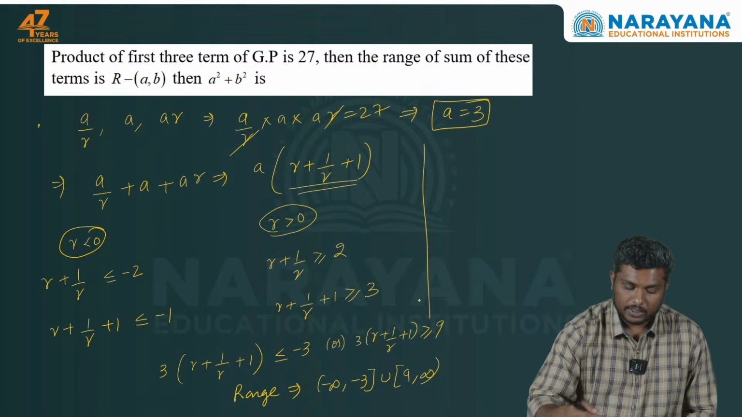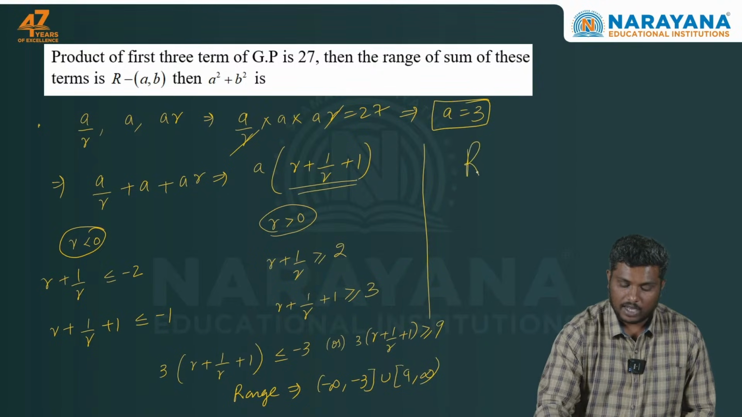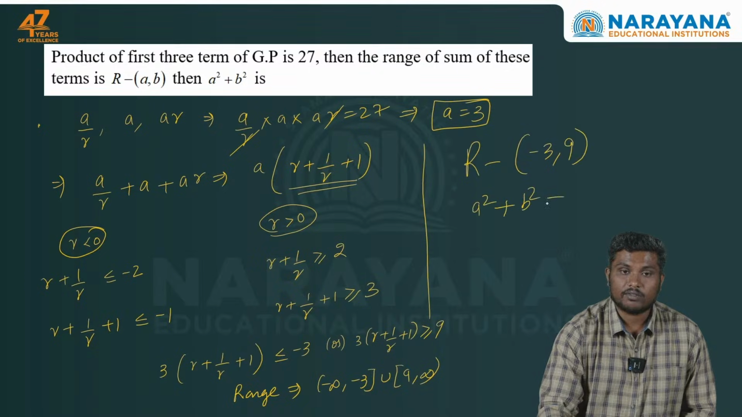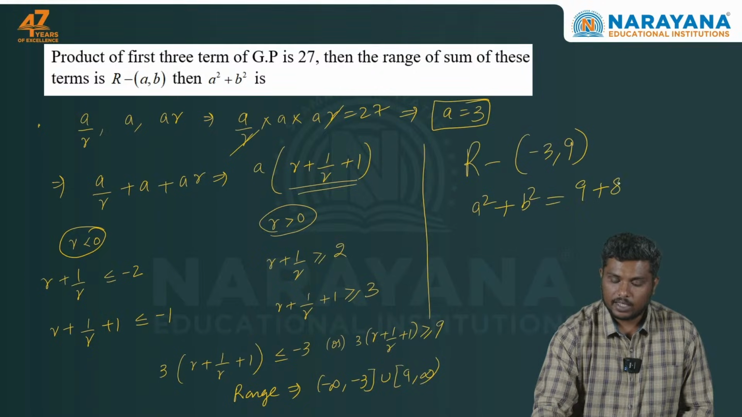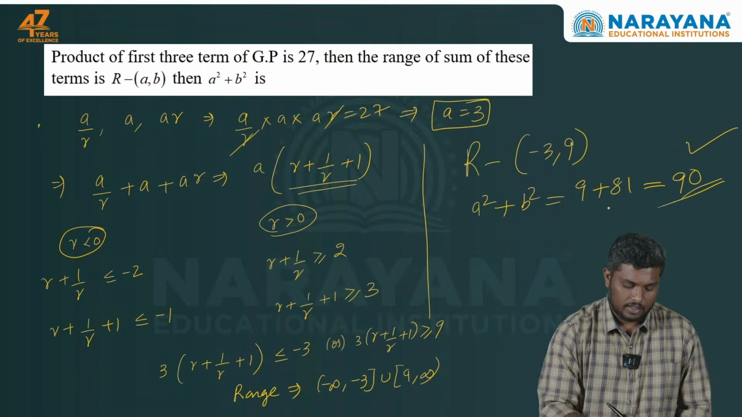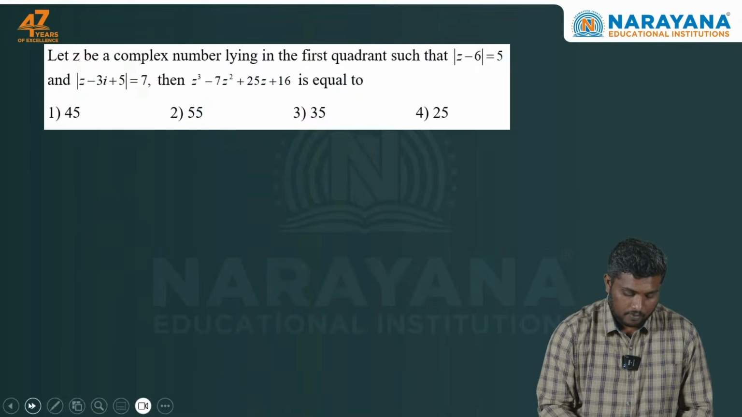So if you have to express it in the given form, it is given as R minus (-3, 9). Then a square plus b square. So guys, what is a square plus b square? A square plus b square is 9 plus 81, which is 90. Once again, very simple question from GP. We'll move on to the next question.